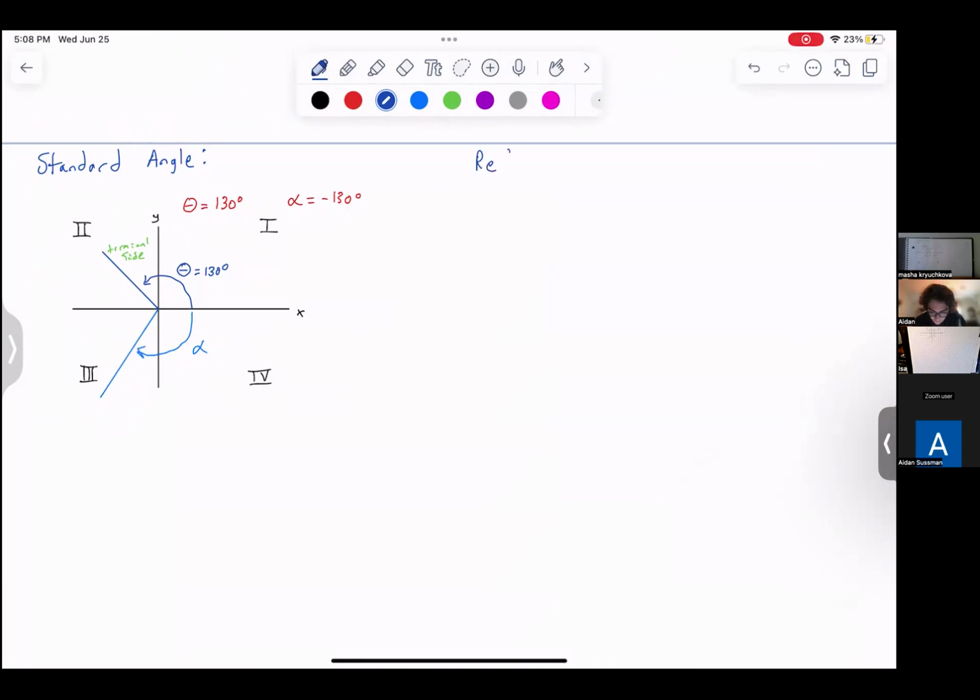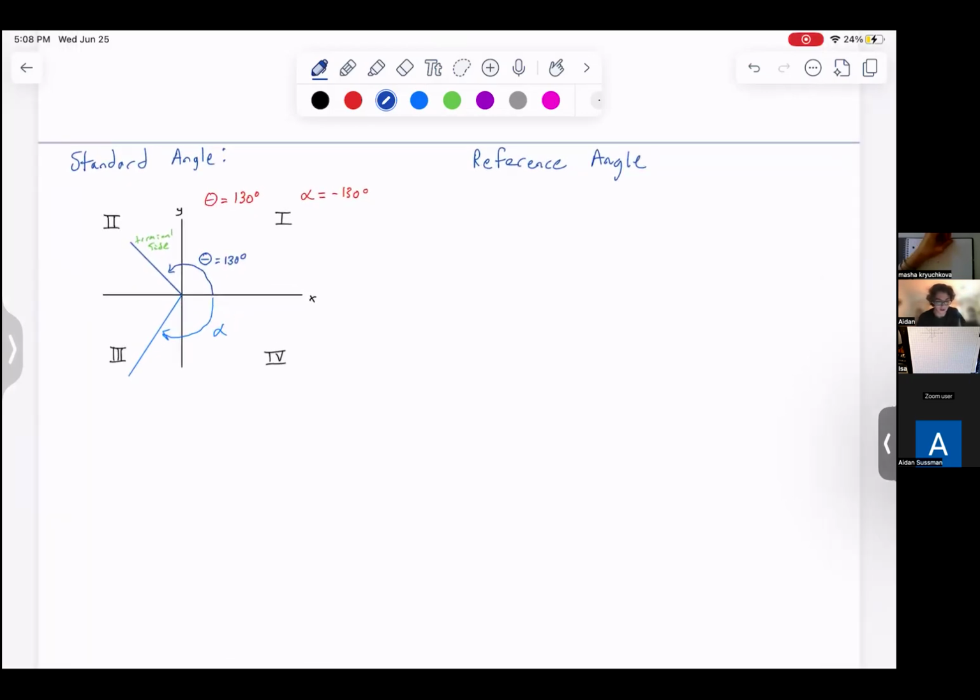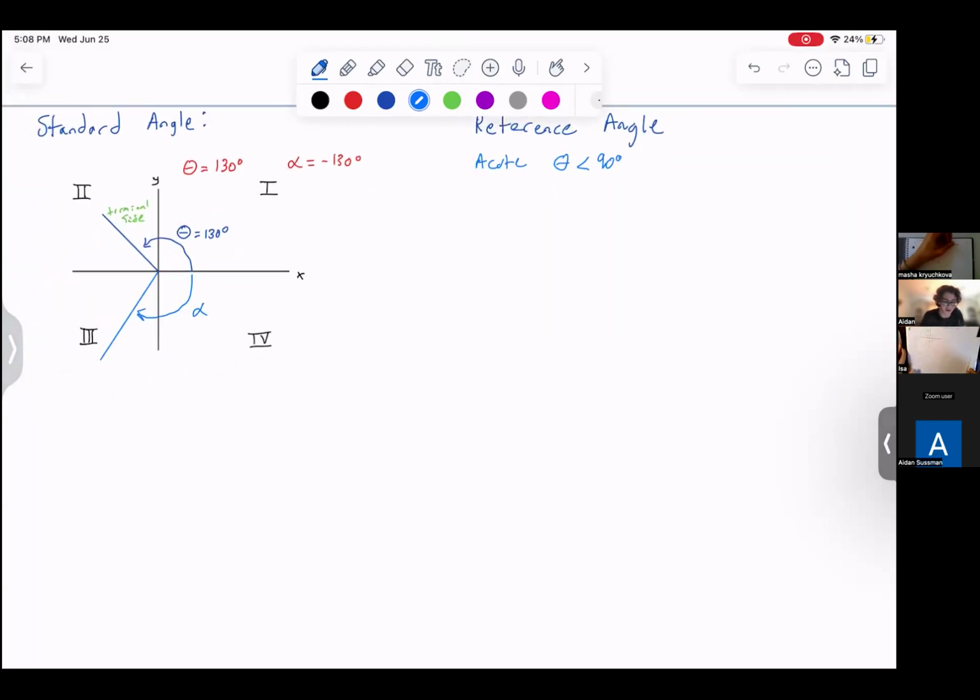All right, so let's now talk about what we care about today. That's kind of a little bit of a view of our angles. Today we're going to be talking about our reference angles. Reference angles are basically anytime we have an angle that is not acute. What is an acute angle? An acute angle is an angle that is less than 90 degrees. So if we don't have an acute angle, we have an angle like 130 that's greater than 90 degrees, we want to figure out what its reference angle is.